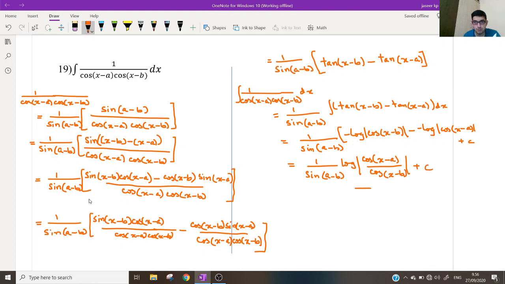So the answer is 1 by sin a minus b, log of mod cos x minus a by cos x minus b. So that is the integral of 1 by cos x minus a cos x minus b. That's all for the problems based on integration using trigonometric identities. Thank you for listening.